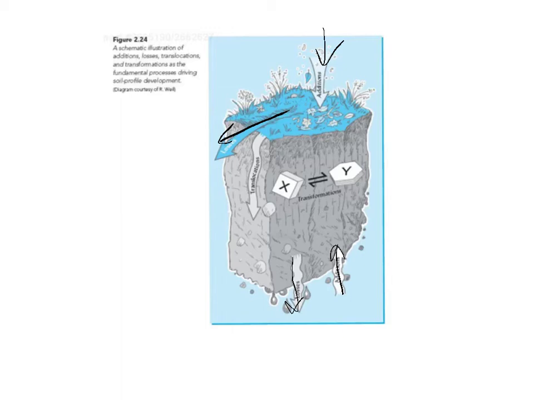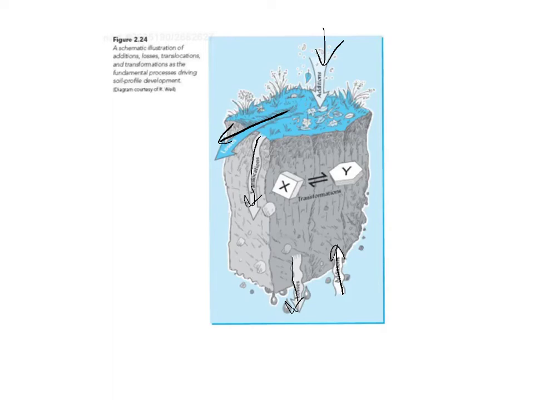So we have additions, we have losses, we have translocations. This is what we talked about for what makes an E horizon. You'll learn in the next chapter when we look at spodosols, it's a very important process that forms a spodosol. Translocations are just moving something down through the soil, but not out of it. We're just moving it from one location to another.